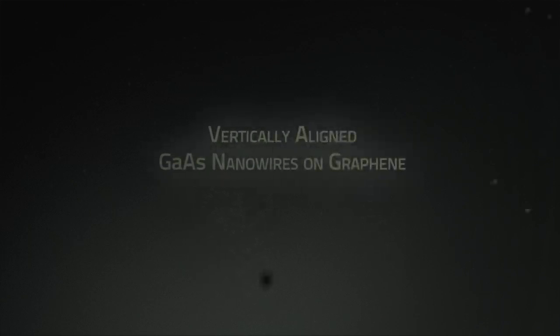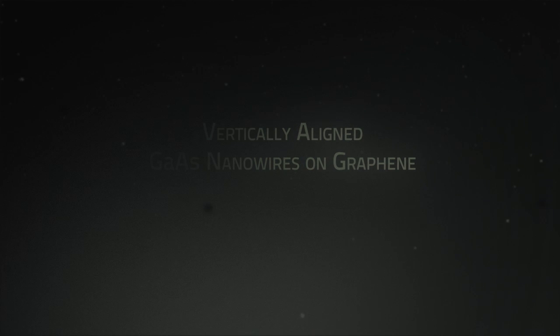In this animation video, I will describe to you our patent-protected method of epitaxial semiconductor nanowire growth on graphene. You will see how gallium arsenide nanowires grow on graphene inside the ultra-high vacuum MBE machine.